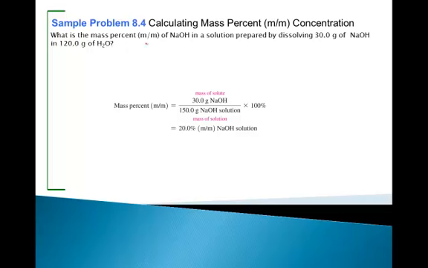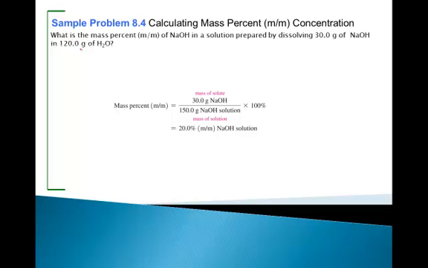Now for mass percent, we're going to have three that are all going to be very similar. I have percent by mass, percent by volume, and then I have percent mass by volume. And we're going to work a problem with each one of those. So in this case, I have 30 grams of NaOH, and I'm putting it in 120 grams of water.